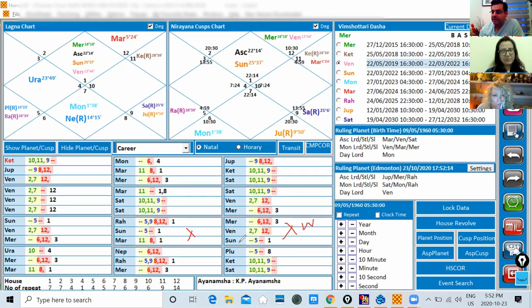Right, Diana? Making it very simple. How many red? 3 red, only 1 green. Again, weak. Very weak, rather. Because here we have 2 green houses, here we have only 1. And then Venus is good. So the help is coming from Venus. Rather, these two are bad.